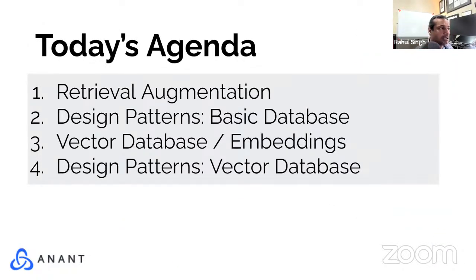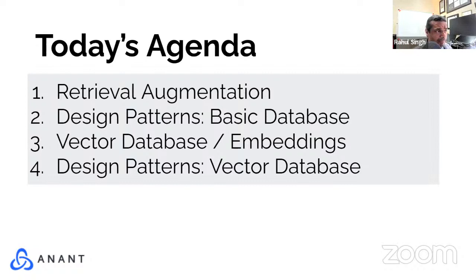Today's agenda: we're going to talk about retrieval augmentation. We're then going to look at a basic example of retrieval augmentation with a regular database, or if you can imagine, a traditional search index. Then we're going to talk a little bit about vector databases and embeddings, and why they're useful in the machine learning world in general. And then we'll talk about the design pattern of how to use a vector database.